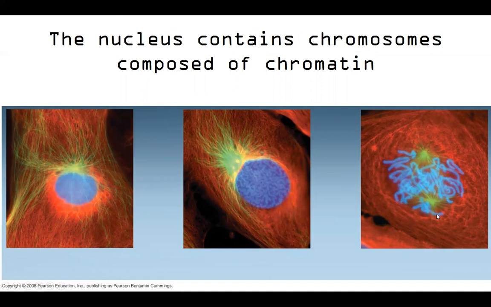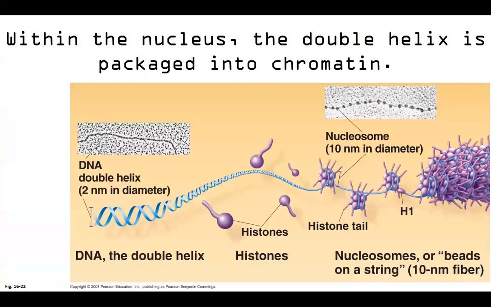So this highly condensed form that we're generally used to seeing is not really how it looks in the cell most of the time. Most of the time, we're a little bit more spread out. So we're going to be talking about how the cell achieves that structure. Okay. So again, within the nucleus, we're going to really be packaging this chromatin.